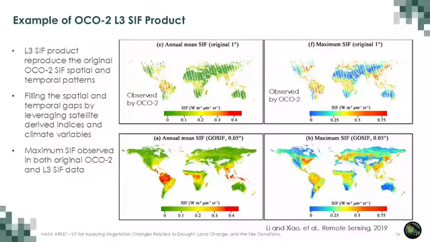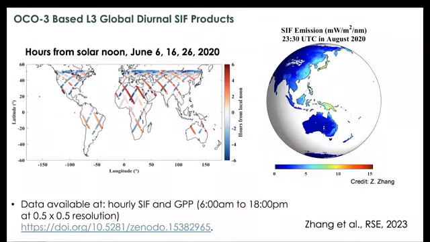So you can see that the level 2 SIF products still have some temporal gaps and some spatial gaps, while the level 3 products have this very nice wall-to-wall coverage, but retain the spatial characteristics of the level 2 products. For example, both show the maximum SIF values over the Midwest in the maximum SIF maps.